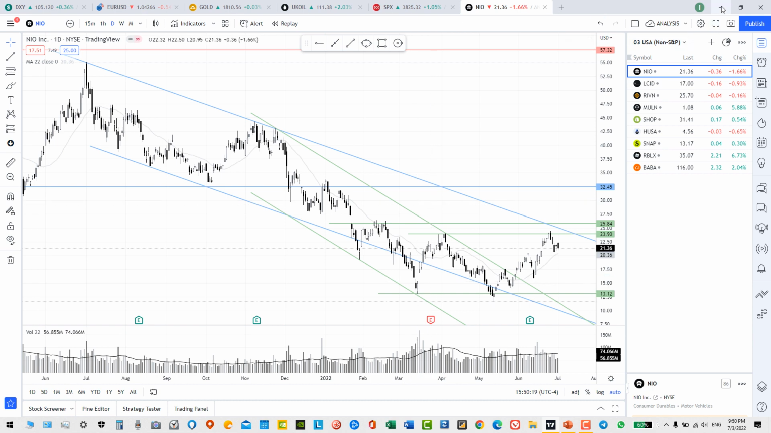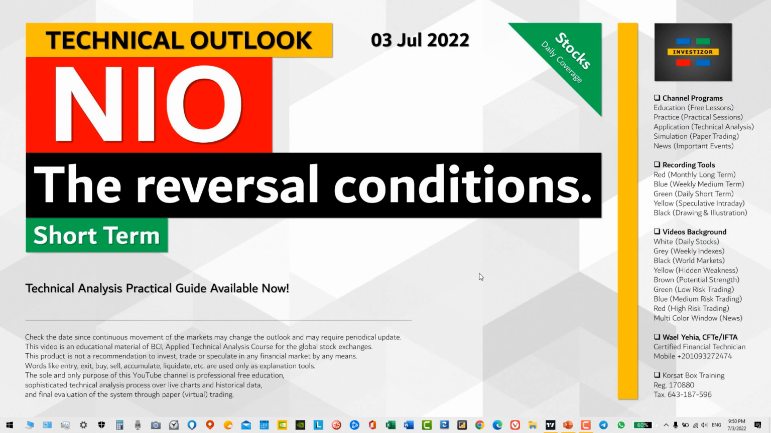That's it for NIO. And don't put your tactics into action unless the conditions are met and the pattern is completed, so that you can make sure that the risk is at its lowest point as much as possible.